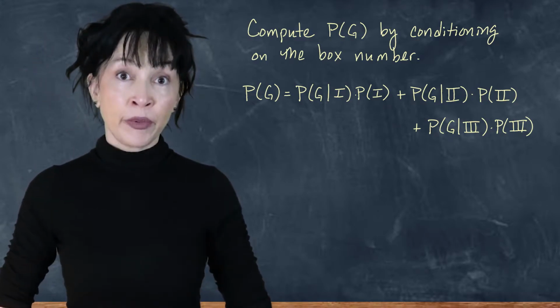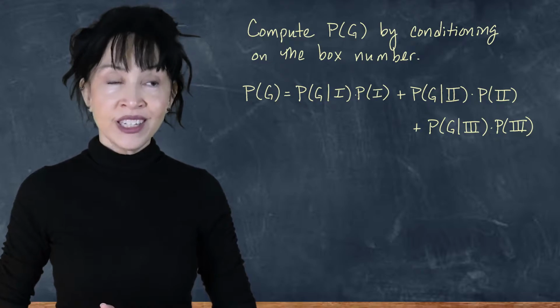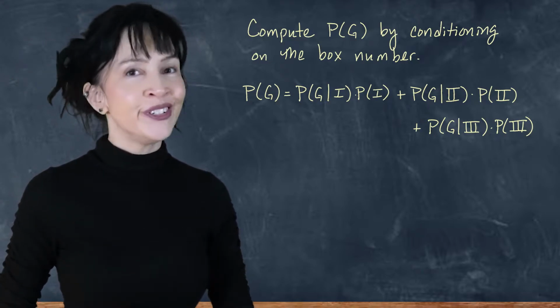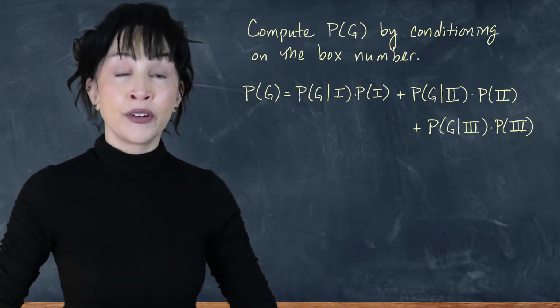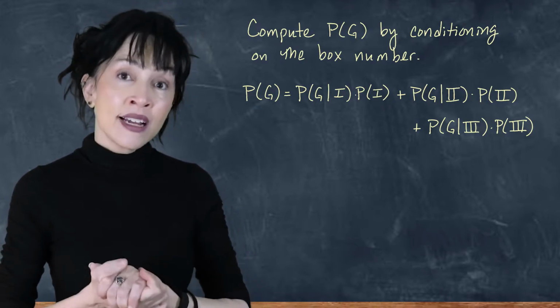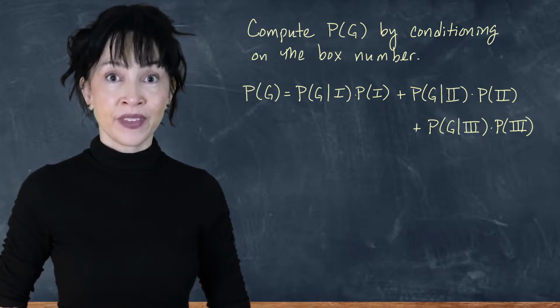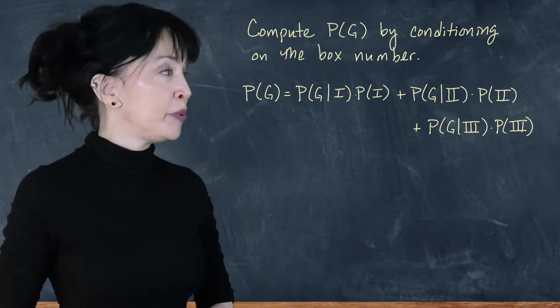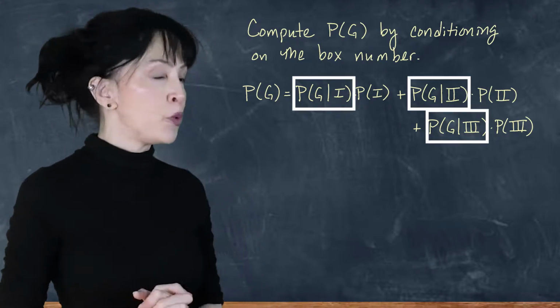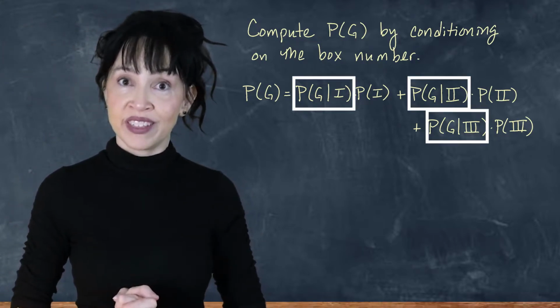Plus the probability we get a green ball given we're in box 2 times the probability we're in box 2, plus the probability we get a green ball given we're in box 3 times the probability we're in box 3. Now, we just talked about these probabilities. They were 1/3, 1/6, and 2/5.